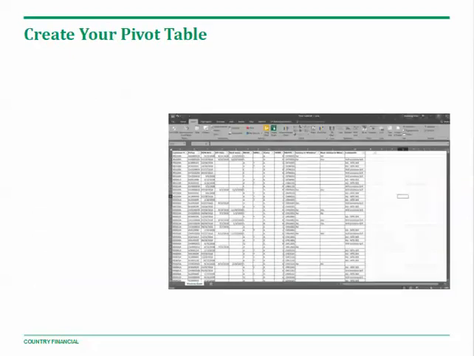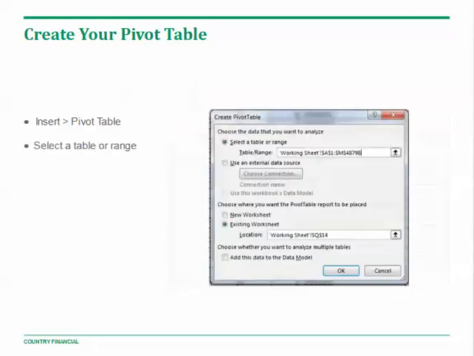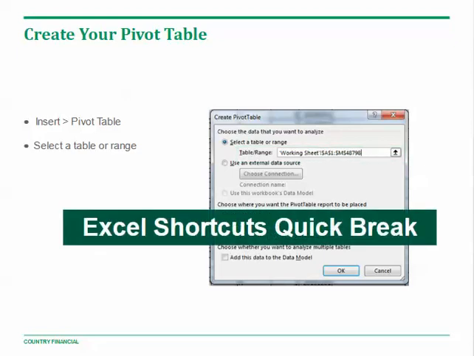So you have your data in Excel and you're ready to create a pivot table. Go to Insert and then click Pivot Table in the upper left-hand corner. The pop-up window will prompt you to select a table or range. I manually selected all the cells in my spreadsheet to get this range in the box here. If you need a quick way to do this, check out the Excel Shortcuts Quick Break.